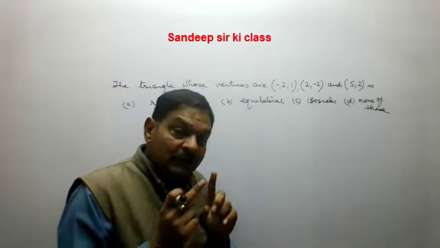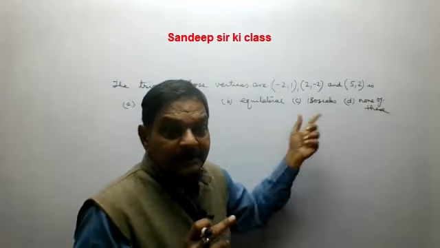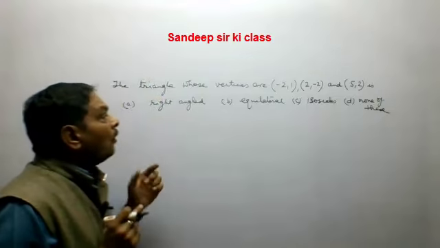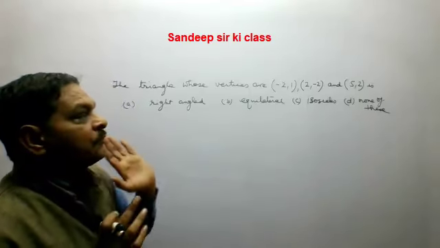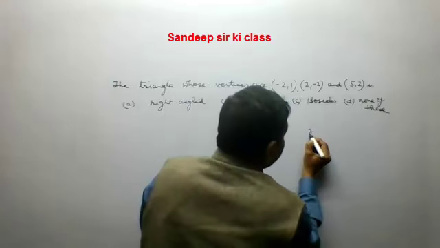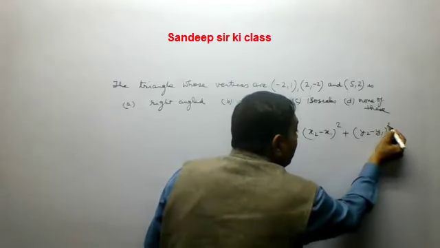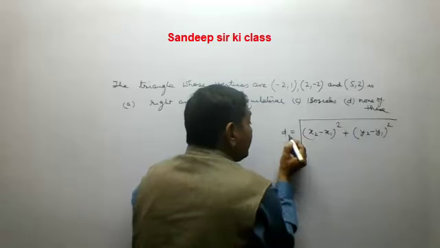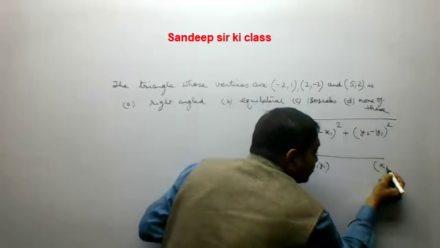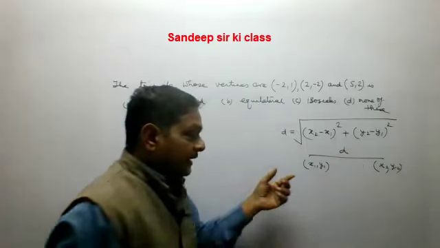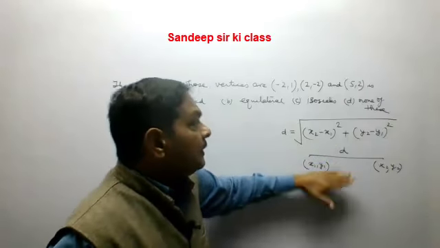Equilateral triangle means all the sides will be equal, all the angles of the triangle are equal. Isosceles means two sides will be equal. Now we can apply the distance formula here. We can find the sides of the triangle using the distance formula. Distance formula: the square root of (x2 minus x1) whole square plus (y2 minus y1) whole square is the distance between two points whose coordinates are (x1, y1) and (x2, y2). Distance D can be found in coordinate geometry by this formula.